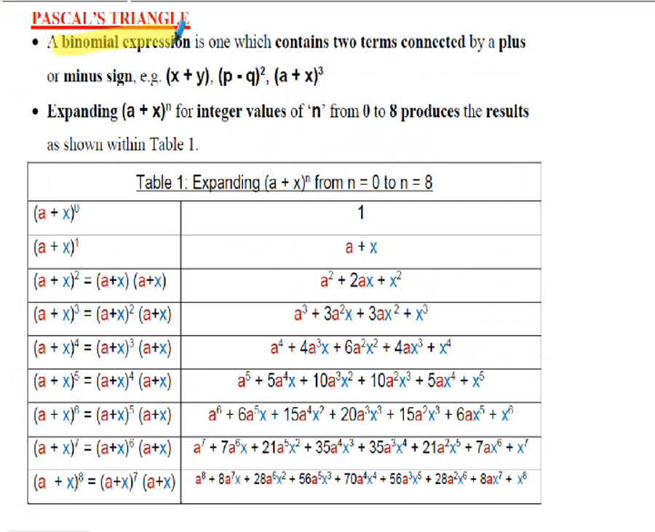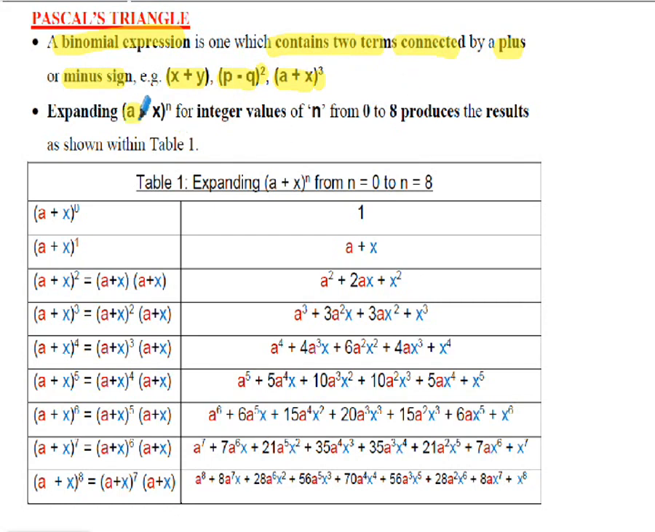A binomial expansion is one that contains two terms connected by a plus or a minus sign. For example, x plus y, or p minus q all squared, or a plus x cubed are all binomial expansions, two terms inside the bracket.